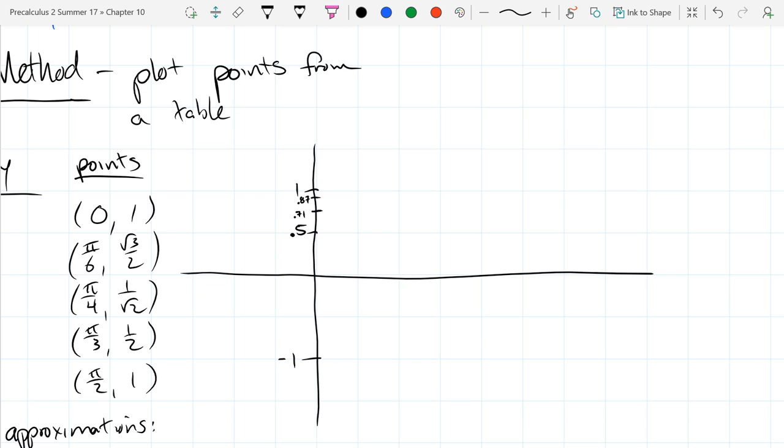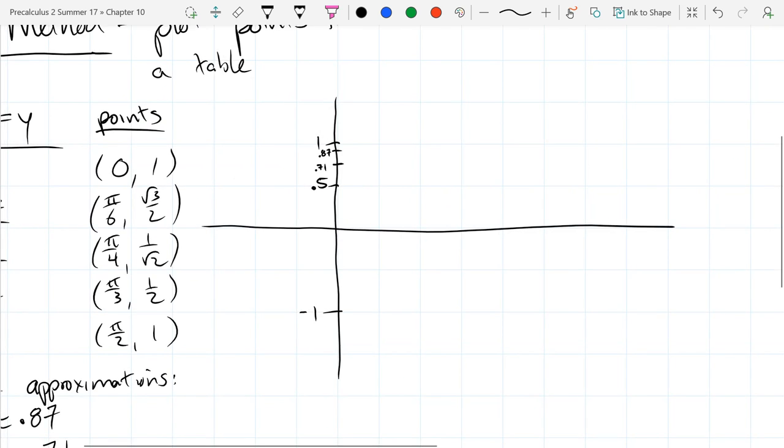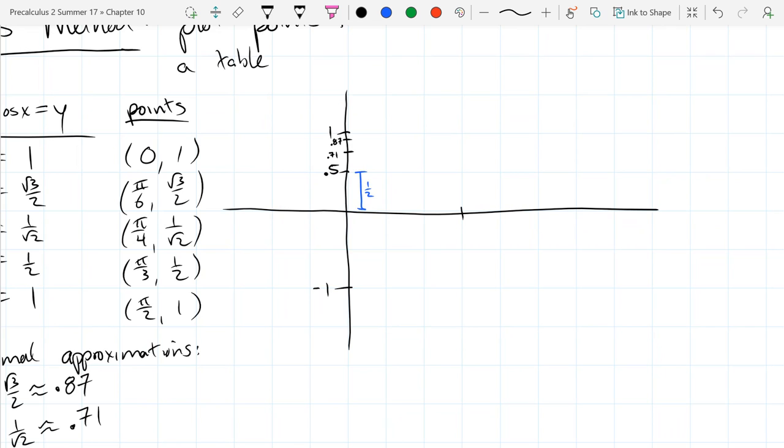So our biggest one is pi over 2. The biggest one I wrote down is pi over 2. Of course, I can go past pi over 2. So how big is pi over 2? Pi over 2 is close to 3 halves. So this is how big 1 half is. So I'm going to go 3 halves to the right. And remember, this is just approximations. It's technically a little bigger than 3 halves, but it's close enough.